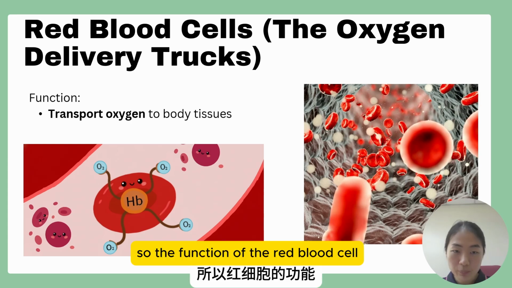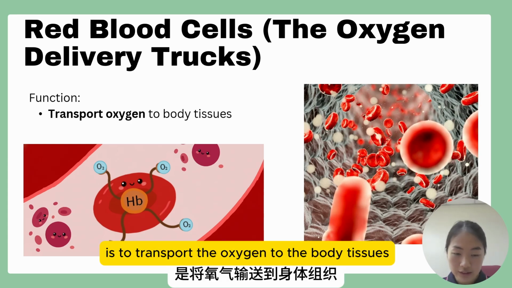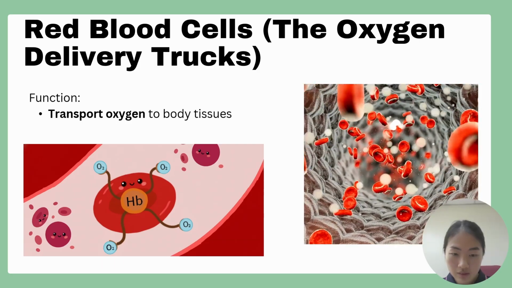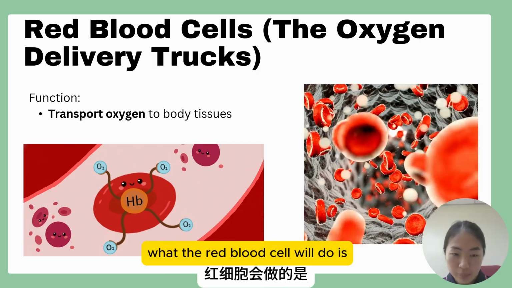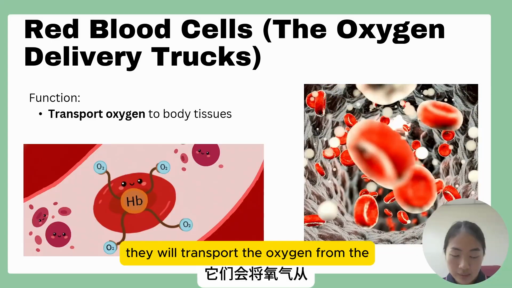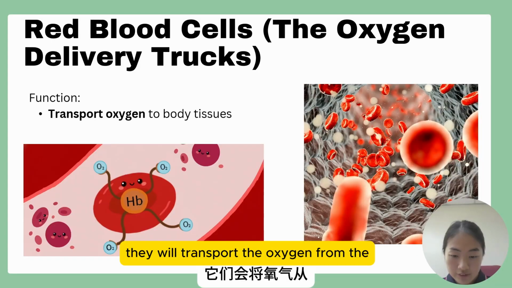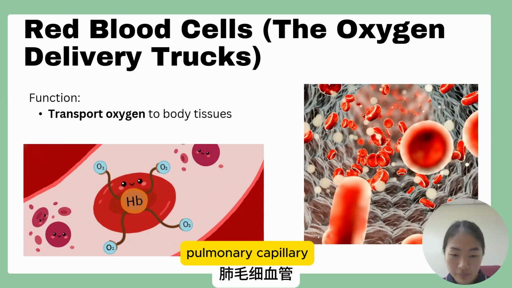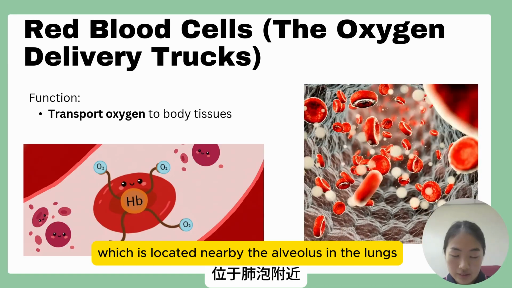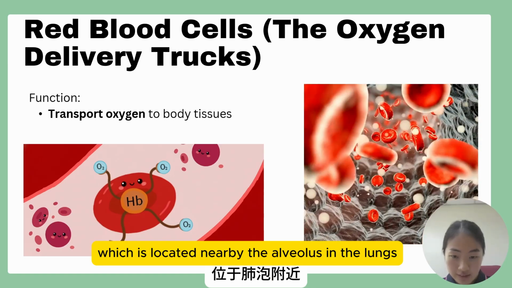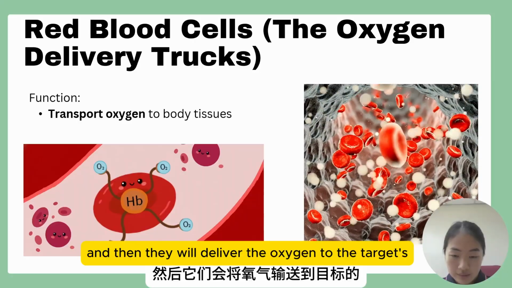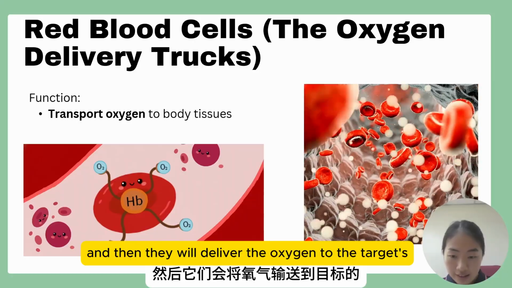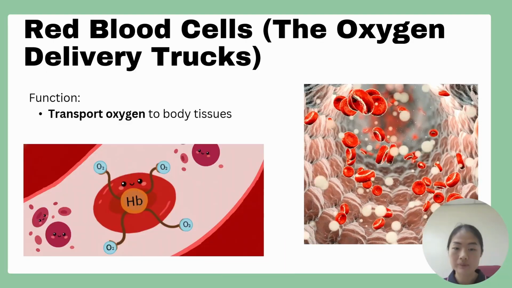So the function of the red blood cell is to transport the oxygen to the body tissues. Usually, what the red blood cell will do is transport the oxygen from the pulmonary capillary, which is located nearby the alveolus in the lungs, and then deliver the oxygen to the target body tissue.